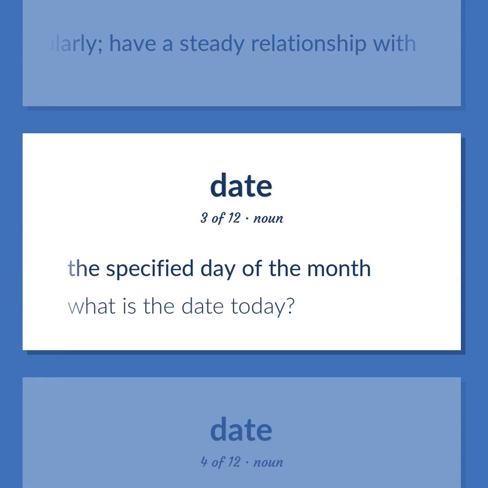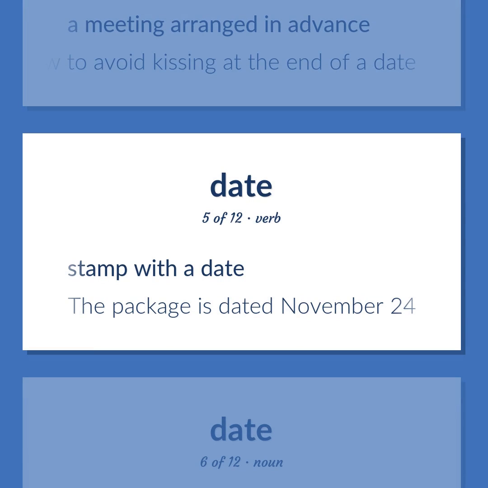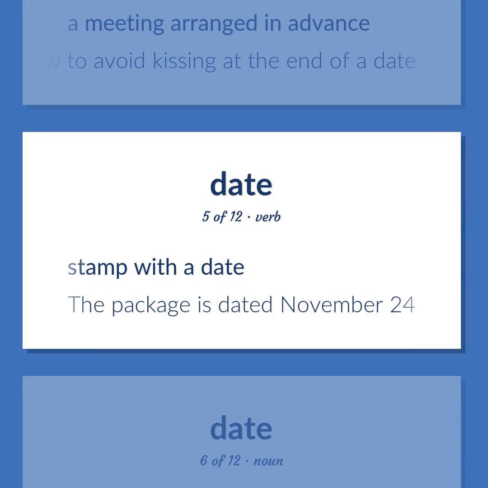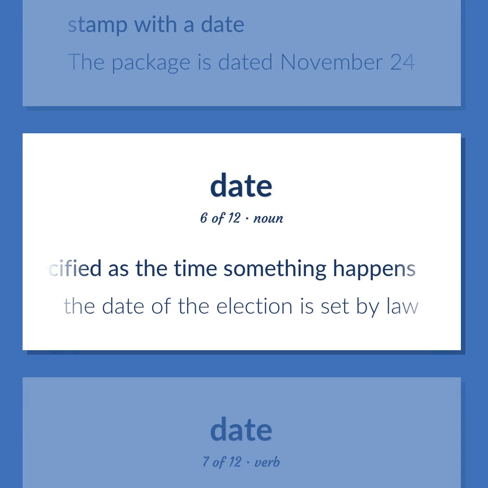The specified day of the month. What is the date today? A meeting arranged in advance. She asked how to avoid kissing at the end of a date. Stamp with a date. The package is dated November 24th. A particular day specified as the time something happens. The date of the election is set by law.